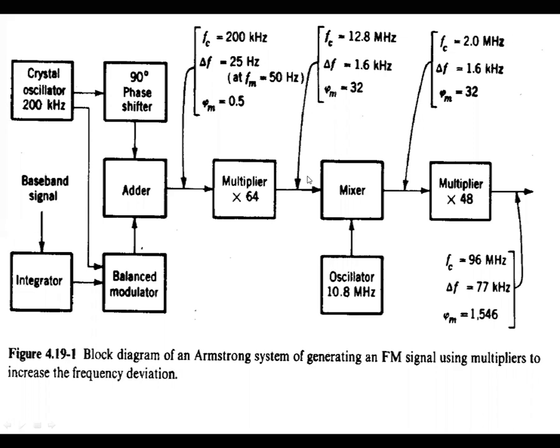And phi of m, that is the angle, 0.5 is multiplied with 64. What is the value? 32. So all these values are multiplied with 64 only. After multiplying by 64, the FC value is 12.8 megahertz, the del F value is 1.6 kilohertz, and the phi m value is 32. And again that is given to a mixer.